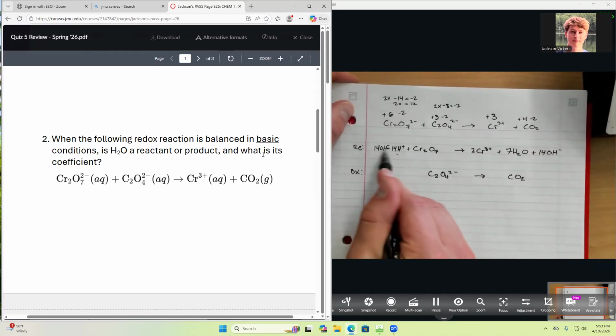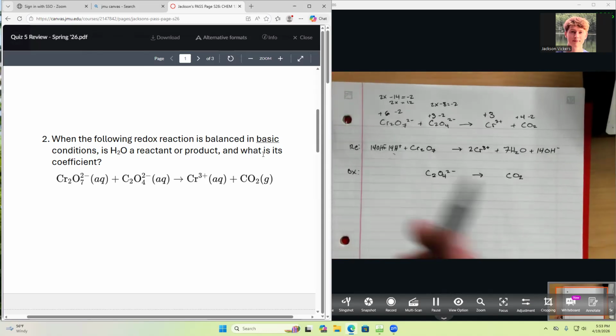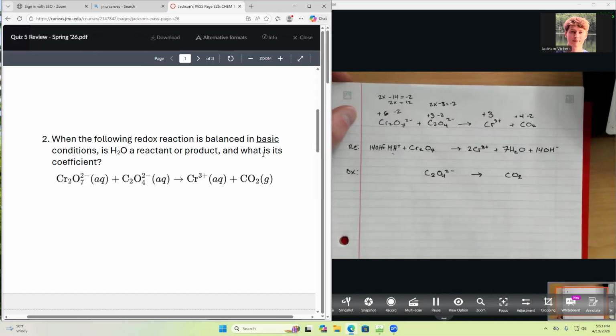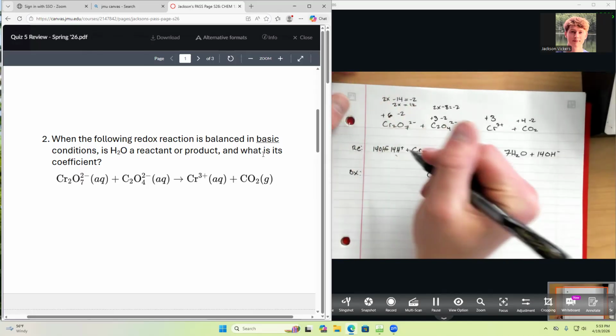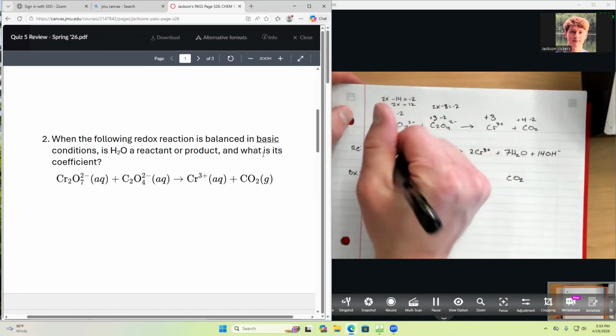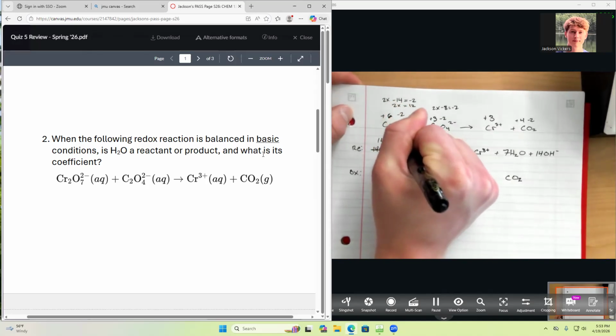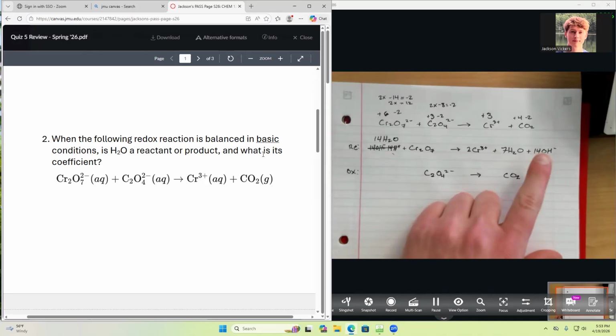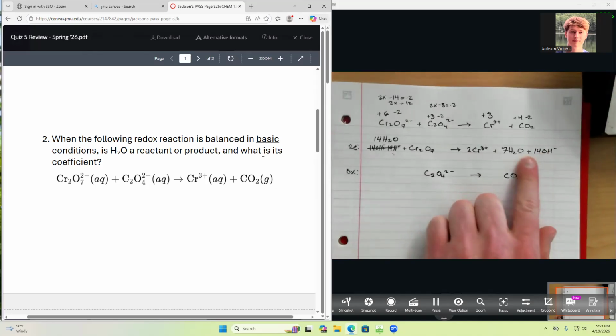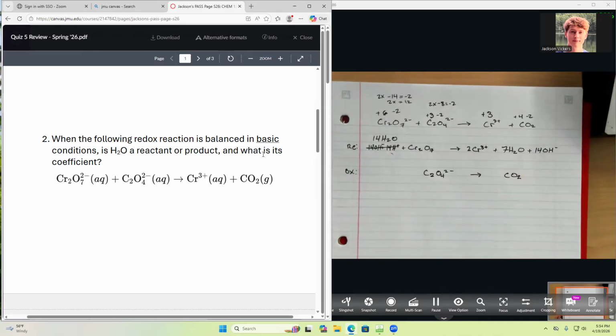And you might already have picked this up, but if we added 14 OH minus and 14 H plus, does anyone have an idea what this would turn into? It would be 14 H2O. Yeah, so OH minus plus H plus is water. So we can really cancel this out and simplify it down to 14 water molecules. But this stays over here as 14 OH minus. That's really important.